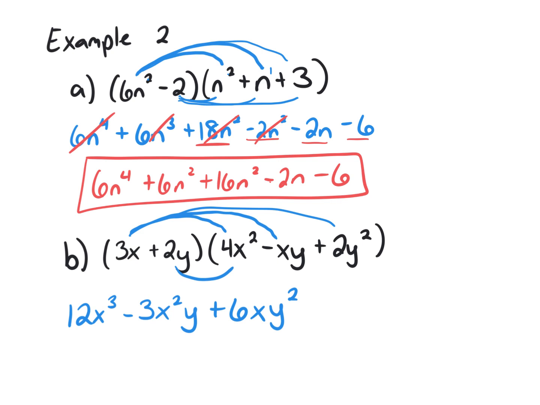So what's 2y times 4x squared? Again, do it all separately. What's 2 times 4? 8. What do I do with this x squared? Keep it. What do I do with the y? Keep it. Yep. So now we do 2y times negative xy.